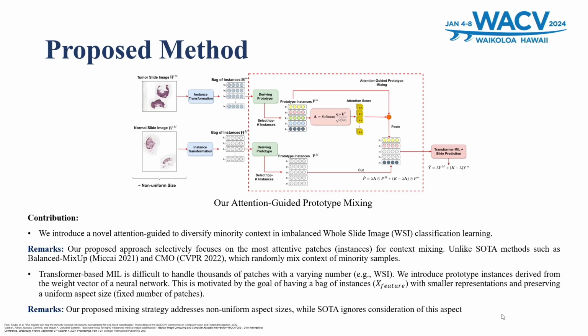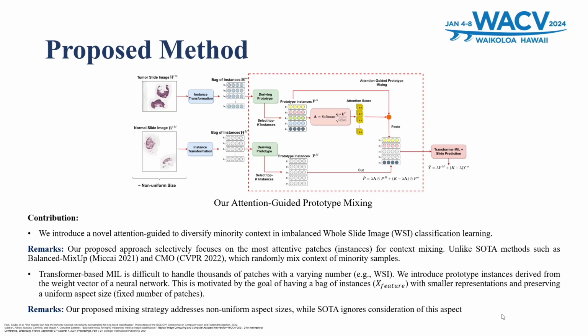The first one, we introduce a novel attention guided approach to diversify minority context in imbalanced whole slide image classification learning. We remark that our proposal selectively focuses on the most attentive patches or instances for context mixing. Unlike existing SOTA oversampling methods, such as Balanced Mixup, published in MICCAI 2021, and CMO in CVPR 2022, which randomly mix context of minority samples and ignore the consideration of these characteristics.